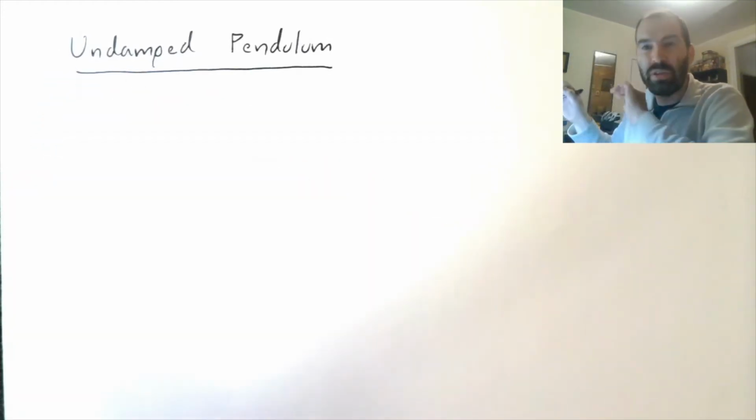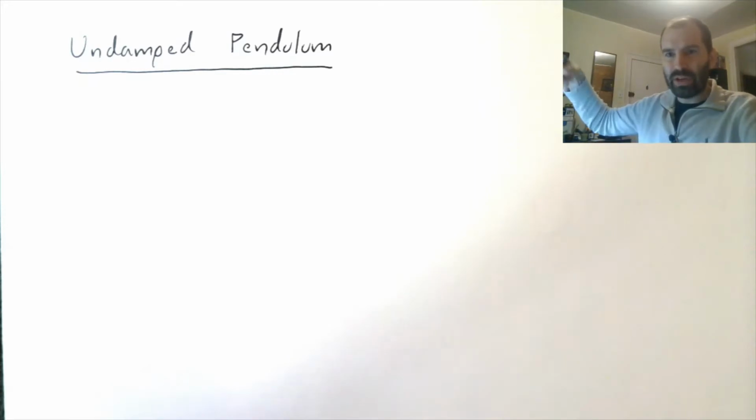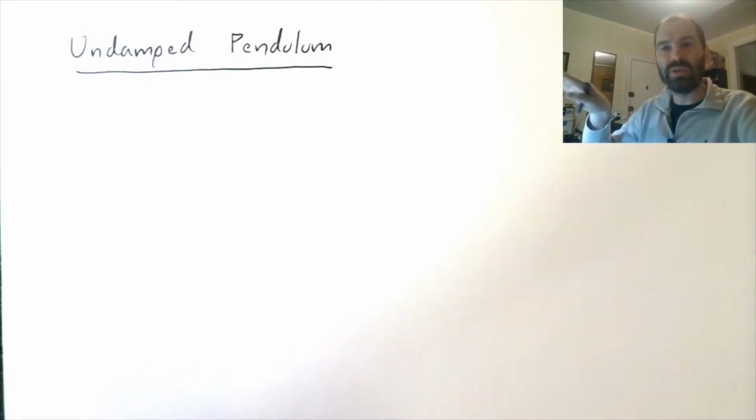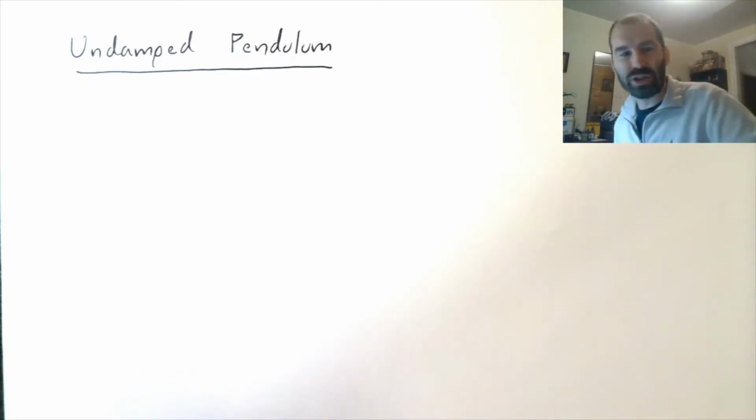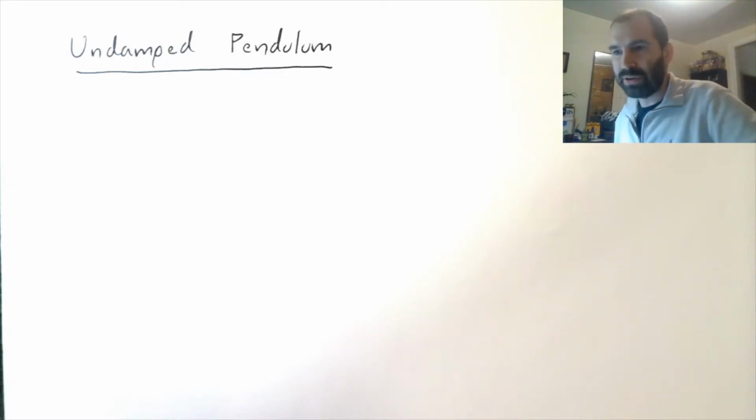So we're in the vacuum of space, right? And we have the gravity of the moon, maybe, and we're just going to let our pendulum go. All right, there's no wind resistance. So let's imagine it's on a frictionless pivot. What's that pendulum going to do?